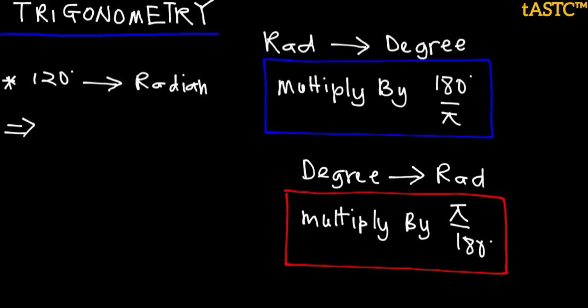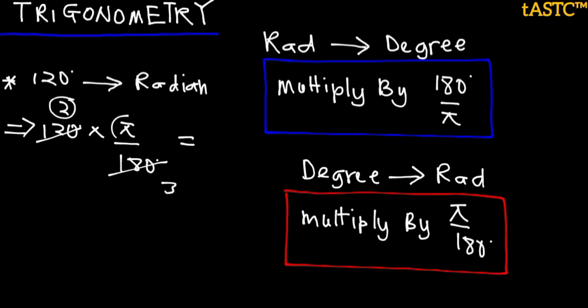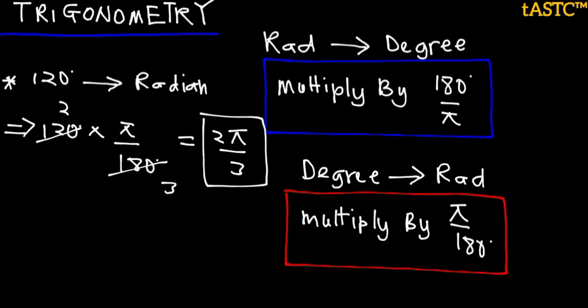Now, first I need to multiply it by pi divided by 180 degree. So I know that in this case, let us say I take a 60. If we took a 60 into 120, that should give us a 2. 60 into this should give us a 3. So this is going to be 2 multiplied by pi. And that will give us a 2 pi. And that will be divided by 3. So this will be the answer. 120 degree is equal to 2 pi divided by 3 radians.